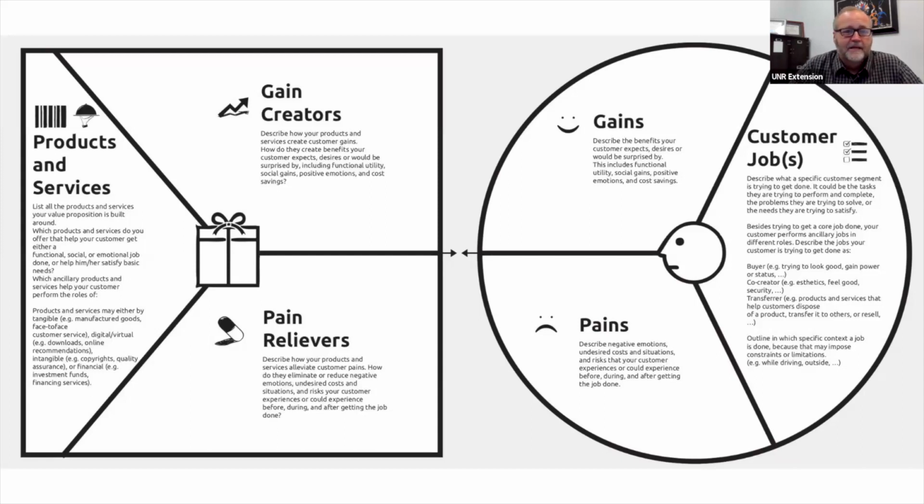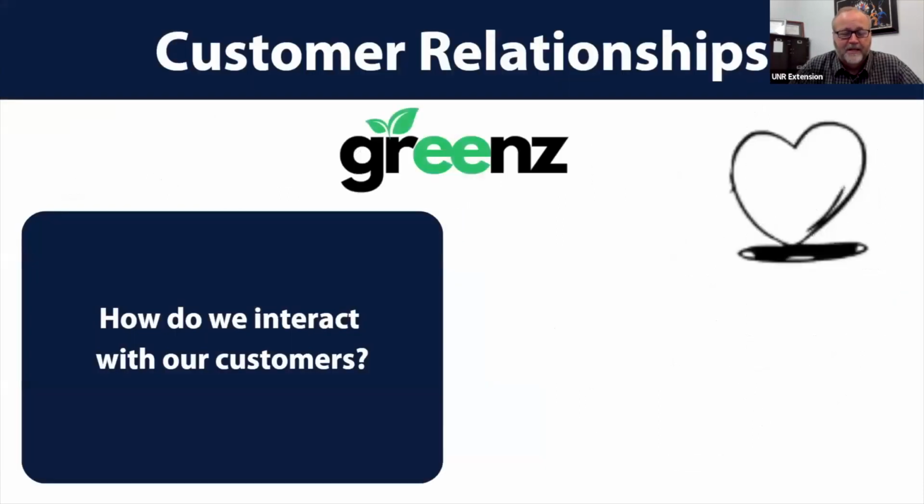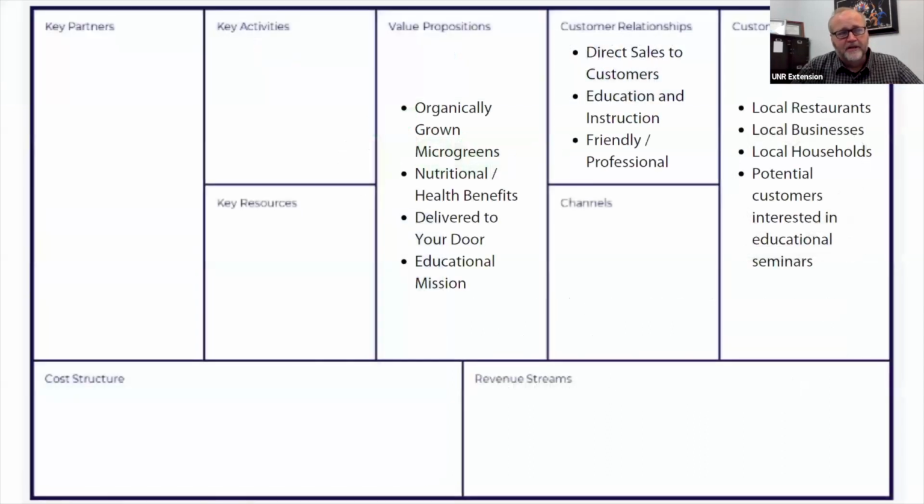So this is the value proposition canvas. And like I said, it has a unique relationship. Now, next, we're going to go on to customer relationships. How do we interact with our customers at Greenz? First and foremost, we have direct sales to customers. Then we have education and instruction. So we'll provide that to them. And we really want to put an emphasis that we're friendly and approachable. So not only do we sell to you, we provide educational opportunities, and we do it in a friendly and professional manner. So we go filling out our business model canvas, and there we go.